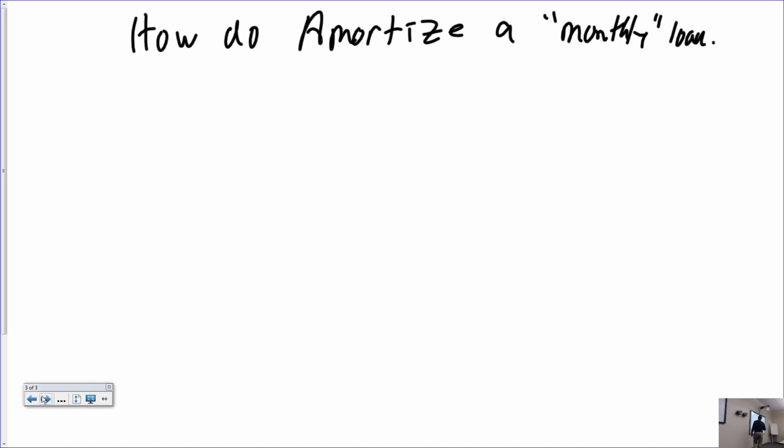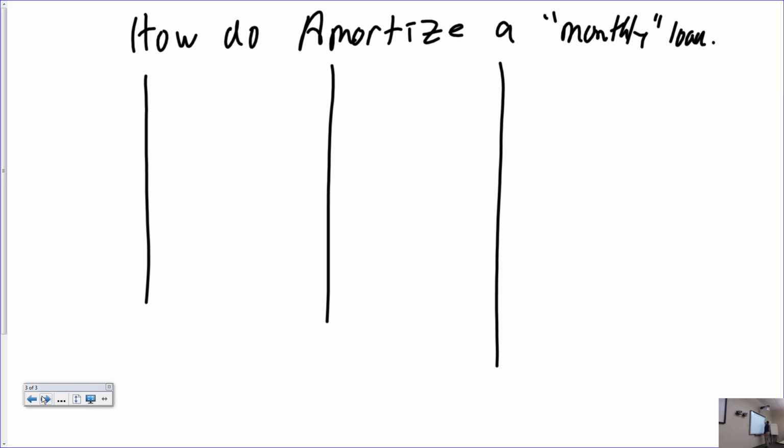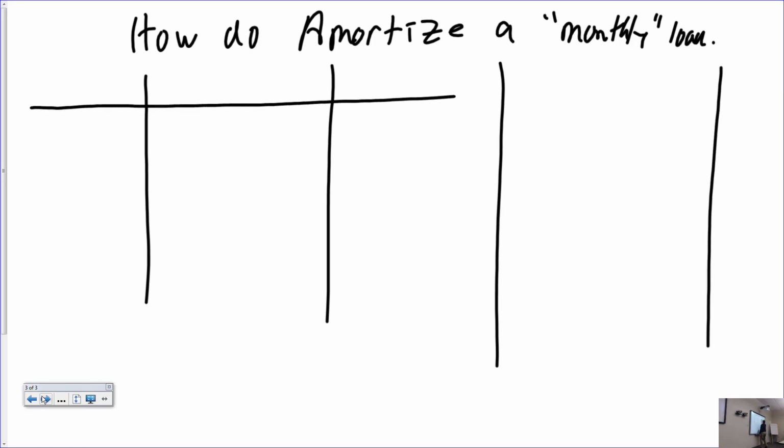So what I want to do is show you what the bank will give you when you buy that $300,000 or $180,000 house. They give you a table that shows you how your payments pay off the house, okay? And that's known as amortizing, right?